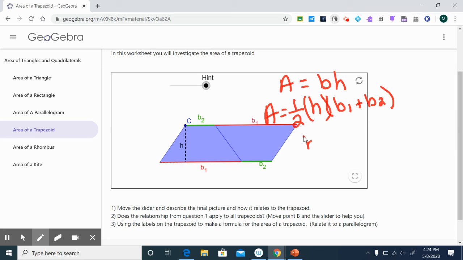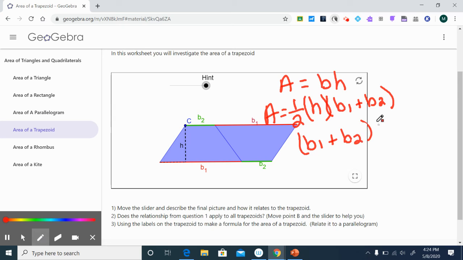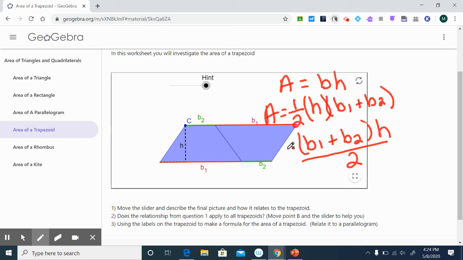You might also see it as base 1 plus base 2, where the 1 and 2 are subscripts, times your height divided by 2. You might see your height in front. It doesn't really matter where it is. Either way, these work.